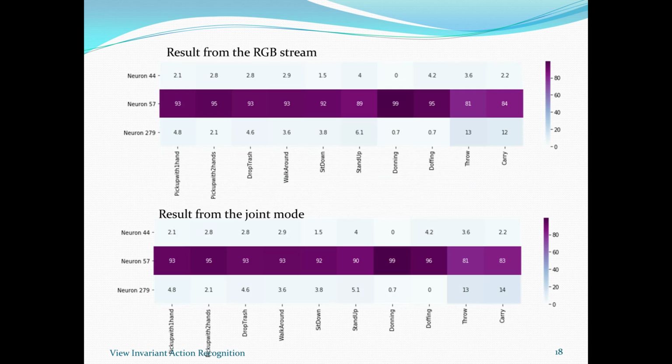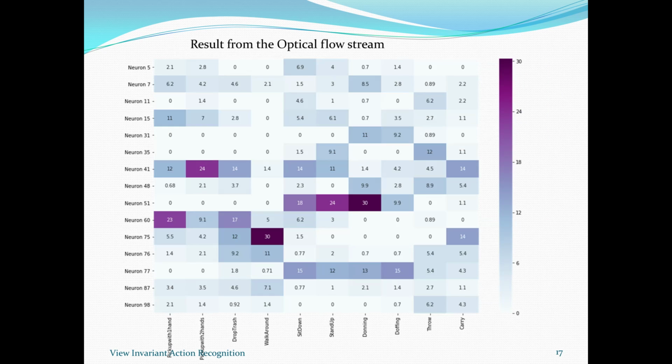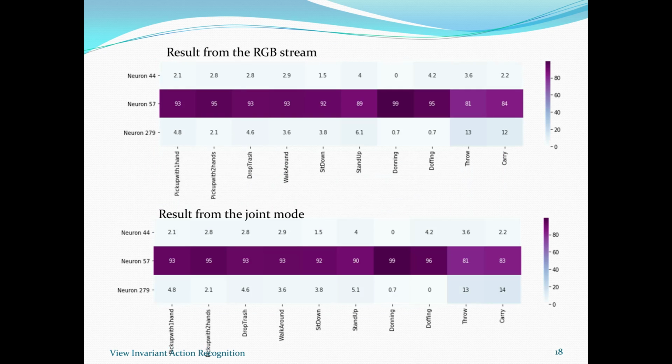The next thing important, this is for the flow stream. And we tried it for the other two streams, that is the RGB and then the joint. And what we saw was this. For the RGB stream, only 3 neurons were activated, and 1 neuron was activated more than 80% of the times for every action. So we see that maybe the RGB doesn't pick up a lot of information for this data set.